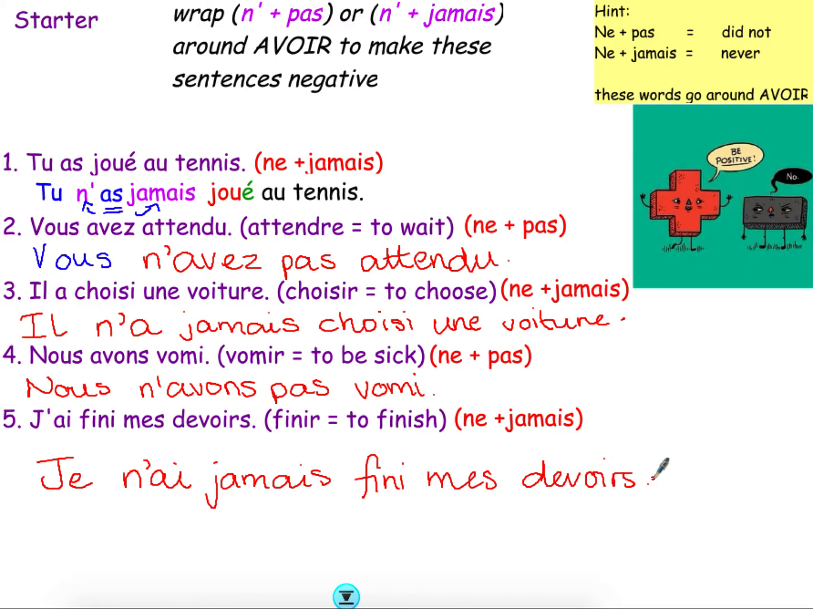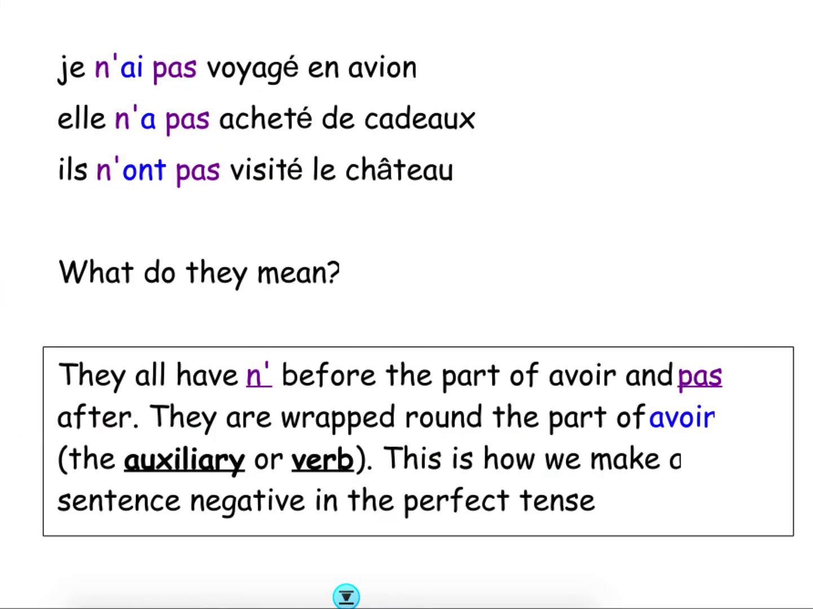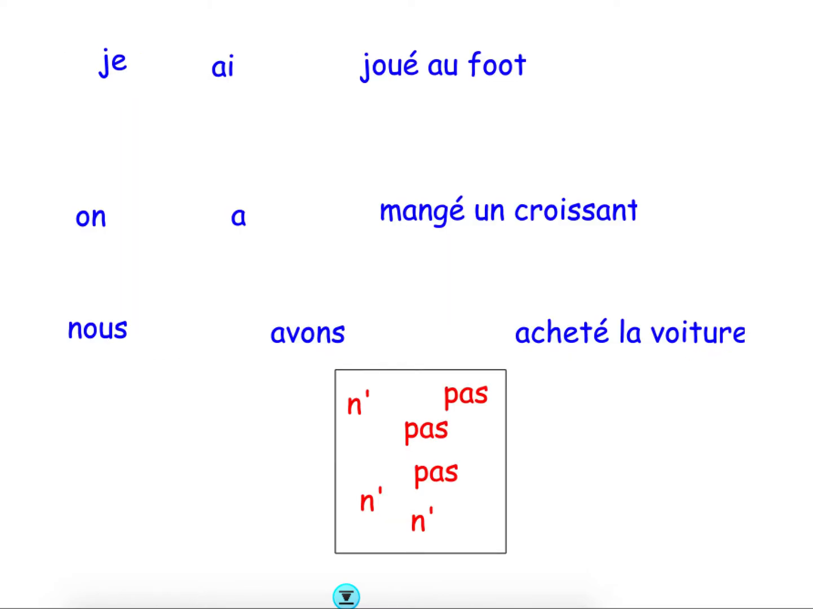Okay. Don't worry, if you need to play this part again, that's absolutely fine. This can be a little bit tricky to get the first time, so you can watch this video as many times as you need to get the hang of it, okay? So, let's do a bit more practice about wrapping the ne and pas around the part of avoir. So, we've got 3 sentences here, all spaced out. The first one, je, and then ai joué au foot. Now, usually that would be j'ai joué au foot, but to make this negative, we need to space them out. So, to make this negative, where are we going to put the ne and the pas?